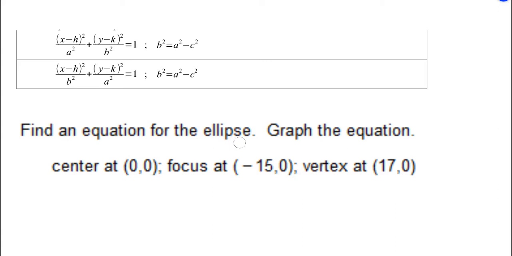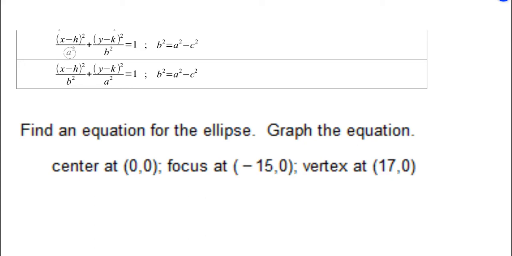Find an equation for the ellipse. Graph the equation. But before we get to this example, let's take a look at the equations of our two different orientations for the ellipse. So we have one equation being (x minus h) squared over a squared plus (y minus k) squared over b squared equals 1. Now the h and the k are the coordinates of the center of the ellipse.